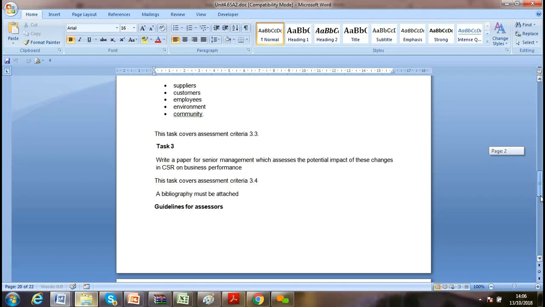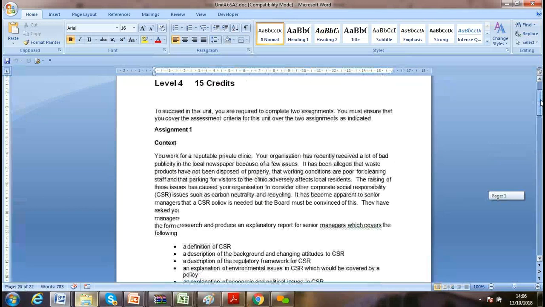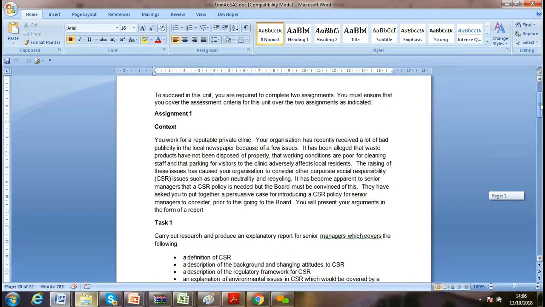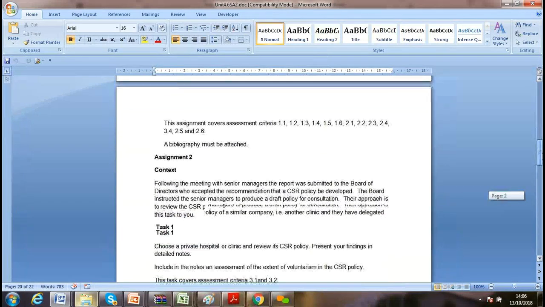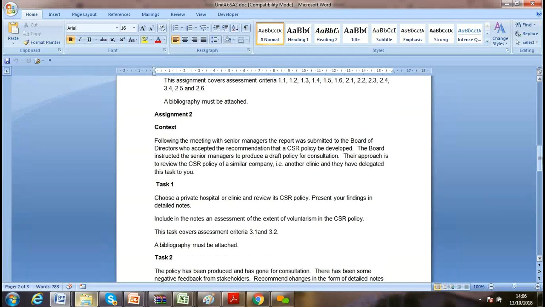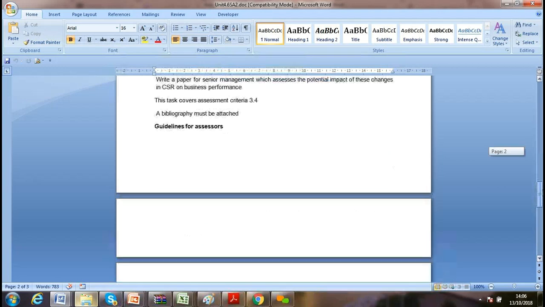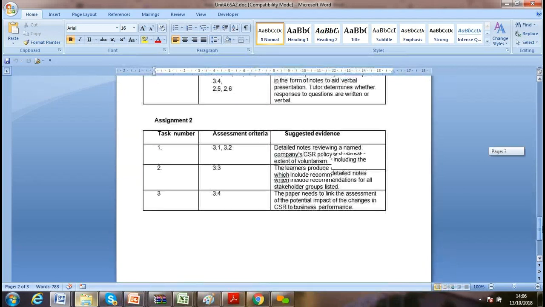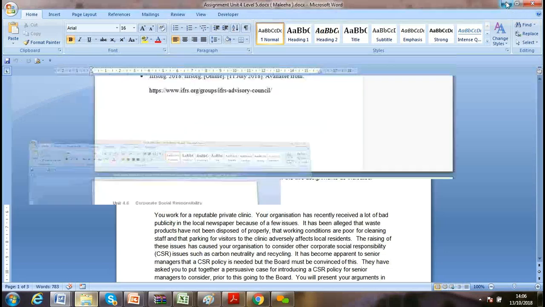Then you have assignment 2 as well. The assessment is divided into 2 assignments, so please be careful: you have to submit 2 pieces of work. One is task 1 and task 2, and the other, assignment 2, is also task 1 and task 2. A private hospital is cleaning, reviewing the CSR policy, so we can download their policy and review it, which I'll go through with you when we finish all our input lessons, and then we'll find different cases to address these.